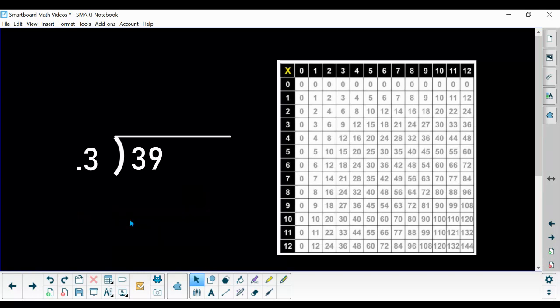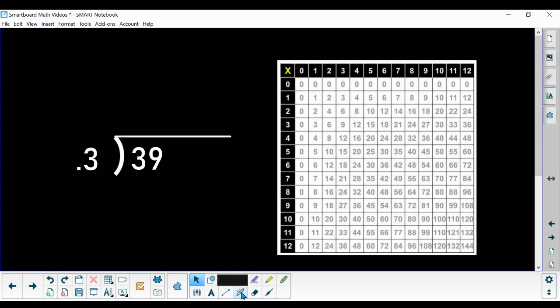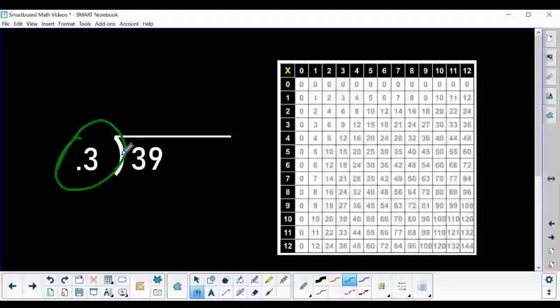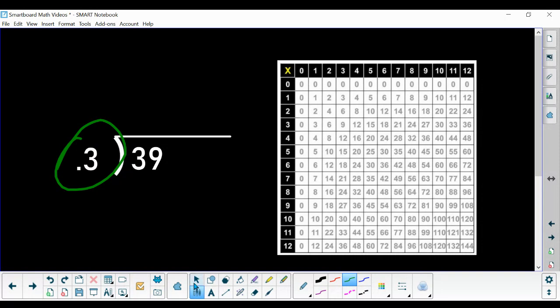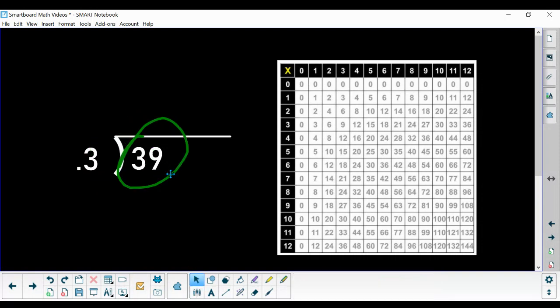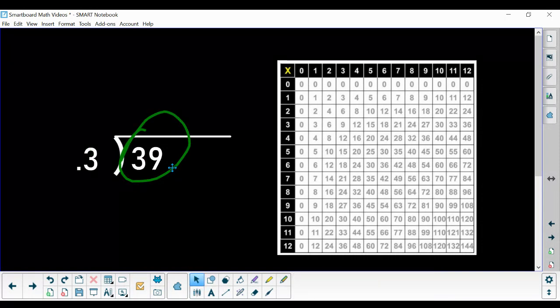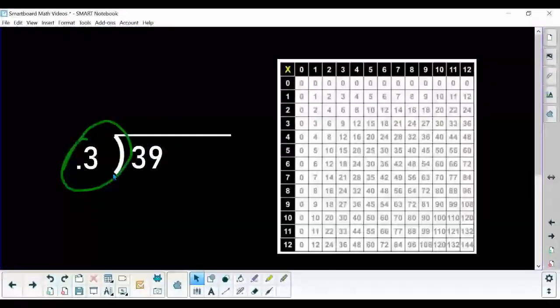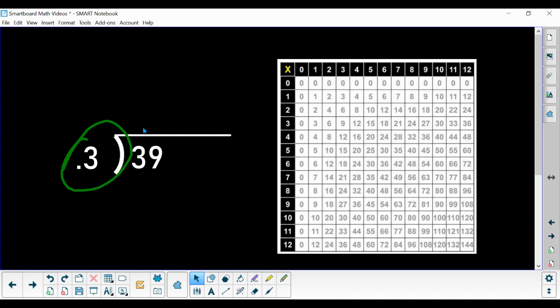So what we're going to do first is make sure that when you're dividing, your divisor is a whole number, which is that number. The number on the outside is your divisor. This, of course, is your dividend, what's being divided. So that can be a decimal or a whole number, doesn't matter. This has to be a whole number though.